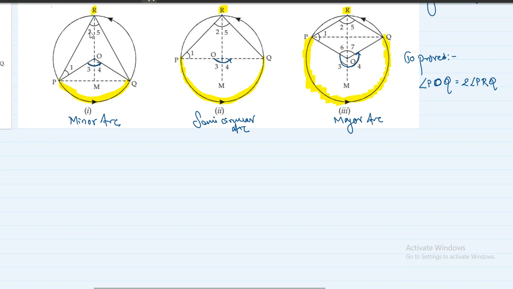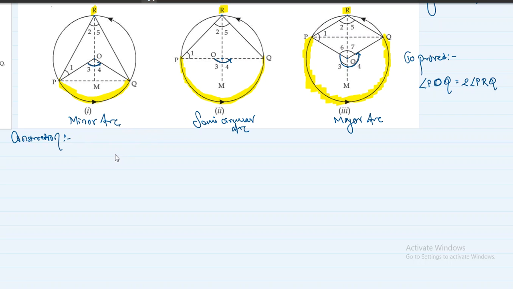So what do we have to prove? I've already written it over here: to prove angle POQ is 2 times angle PRQ. What is given? Given is arc PQ subtends angle POQ at the center and arc PQ subtends angle PRQ at any point on the remaining part of the circle. To prove that POQ is double angle PRQ. Great. So there is one construction. Remember, this proof can be asked in the examination. This is a very important proof, so be careful about that.